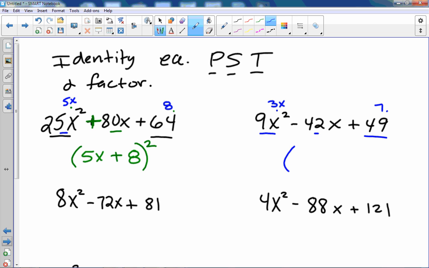So here's what the factor is going to look like. It's just one single factor, and it's a quantity squared. And what goes in there are those square roots that I've written above those numbers. So it's 3x and 7, and the sign that goes in between them is whatever the first sign is. So notice the first sign was negative, so that's going to be negative right there. Okay, they're actually easy to factor.